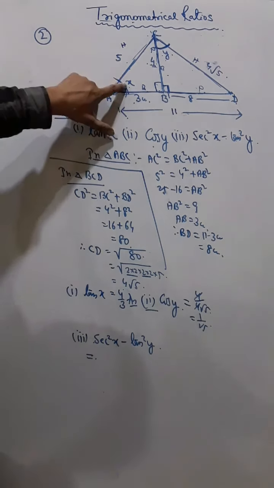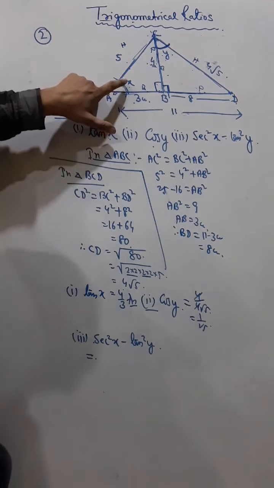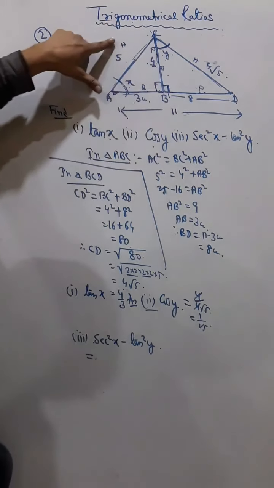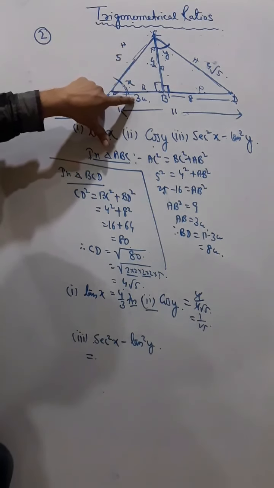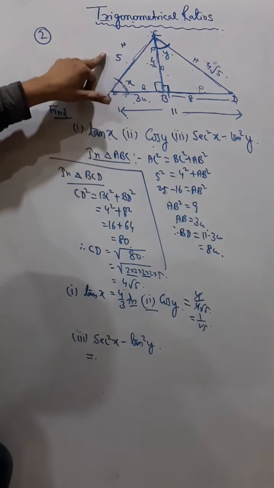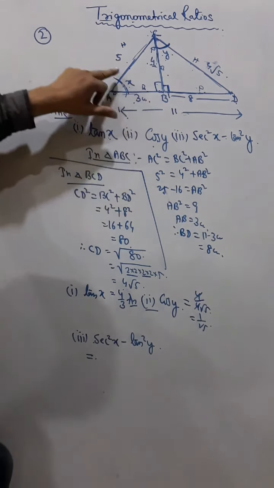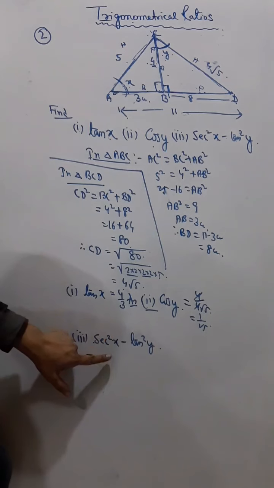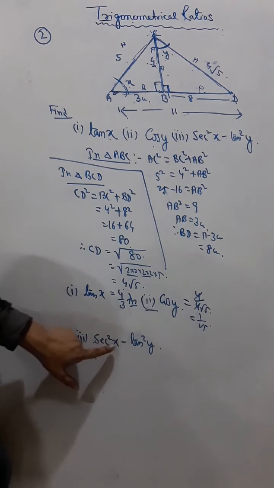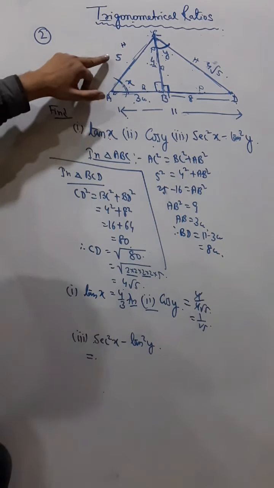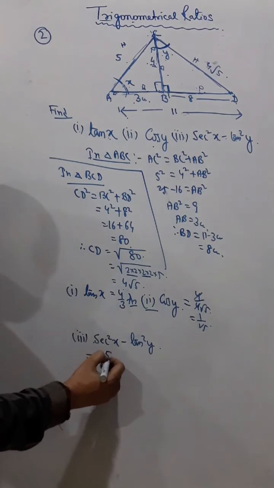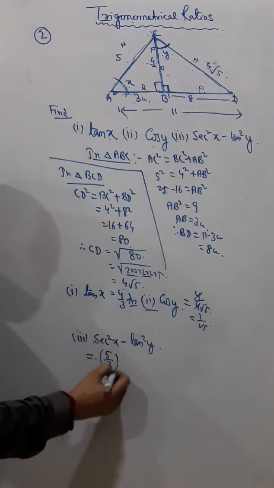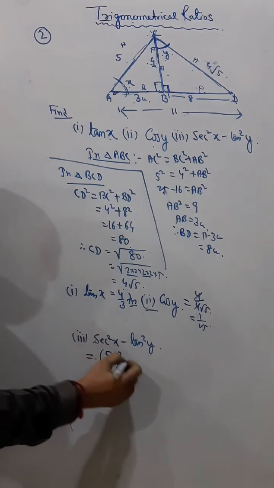So with respect to x in this triangle, you know this is hypotenuse. We already got that. This is perpendicular and this is base. Sec means hypotenuse by base, because it's the reciprocal of cos. Cos is base by hypotenuse. Sec is hypotenuse by base. So that's 5 by 3. So I get here 5 by 3 and square, because it is sec square.